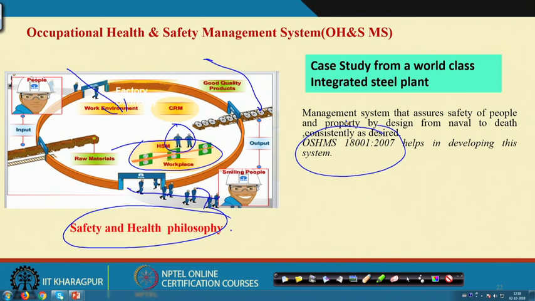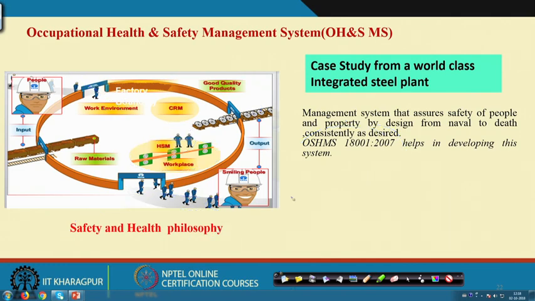The OHSAS 2007 will help you in developing the specification, and in the last class we developed the specific occupational health and safety management system. Now, we are going to the case studies. This case study is from a world-class integrated steel plant having not less than 10 million ton production, having around 25,000 people working. So, from this case study you will get everything, how it is implemented.